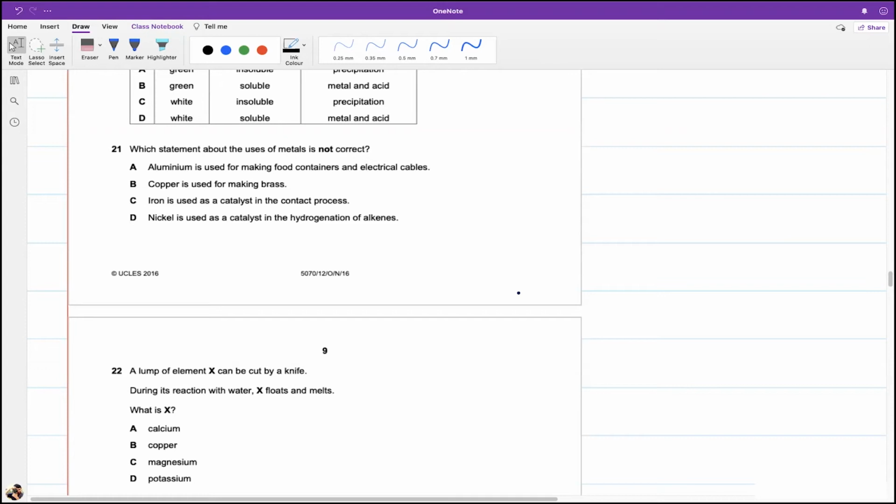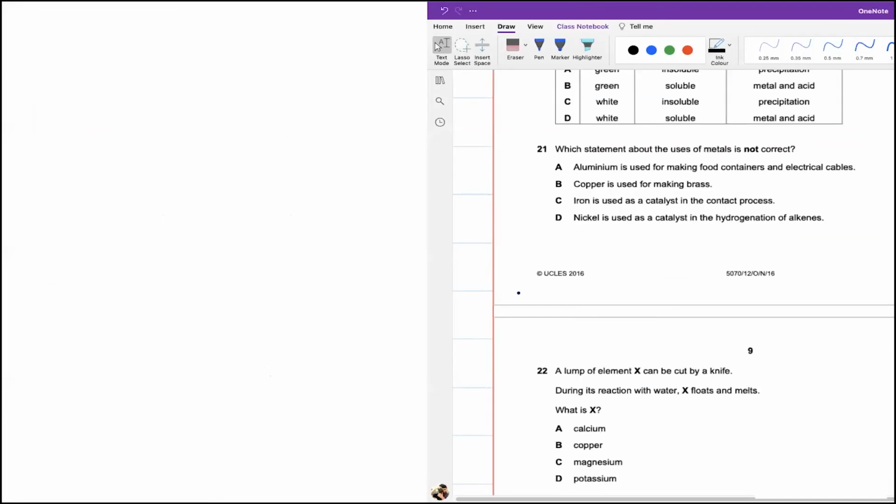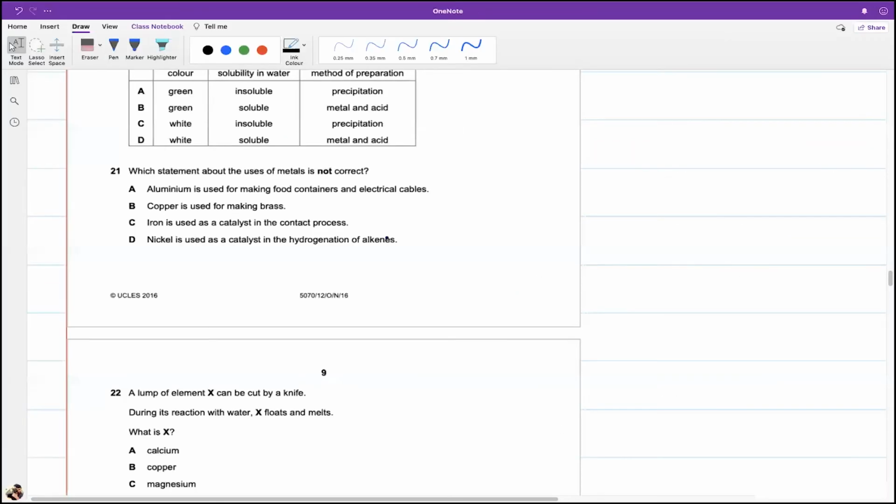Nickel is used as a catalyst in the hydrogenation. Yes, that is true. This question actually asked us to find out not correct. So I think I need to review it. Aluminium is used for making food containers and electric cables. We certainly make food containers from it. Electric cables जो aluminium की होती हैं, वो अच्छी quality की नहीं होती, लेकिन हाँ बनाई जा सकती हैं. Aluminium will give free ions for it. So yeah, that's right. Copper is used for making brass. Brass में क्या होता था? Copper, zinc, brass बनाते थे ना? Yeah, C is not correct.